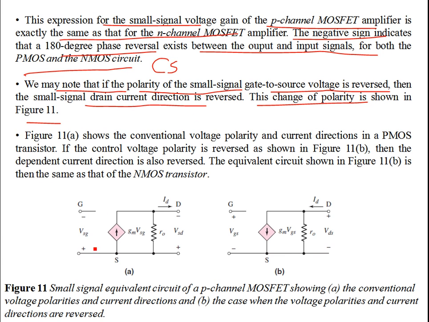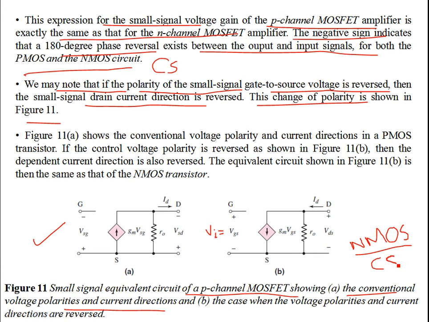Now you see this is what we have considered for the PMOS device. This is a small signal equivalent circuit model for the P-channel MOSFET, showing the conventional voltage polarities and the current directions. Now if you change the polarity, this is VGS, so the gate is at a higher potential with respect to the source, and VI becomes equal to VGS. It's not minus VGS. Then the direction of the current is reversed. So this model is very similar to what we have seen. This is exactly like an NMOS device connected in common source configuration. So this small signal model corresponds to an NMOS device in common source configuration.